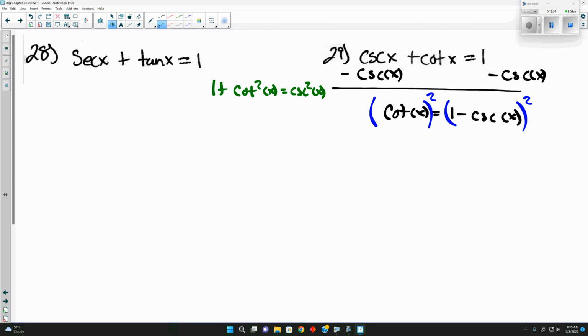Now if we square both sides here, over here it's just cotangent squared of x. Over here we're multiplying it by itself, 1 minus cosecant of x, is really what the square is doing. So we'll have 1 times 1, which is 1, minus cosecant of x minus cosecant of x plus cosecant squared of x.